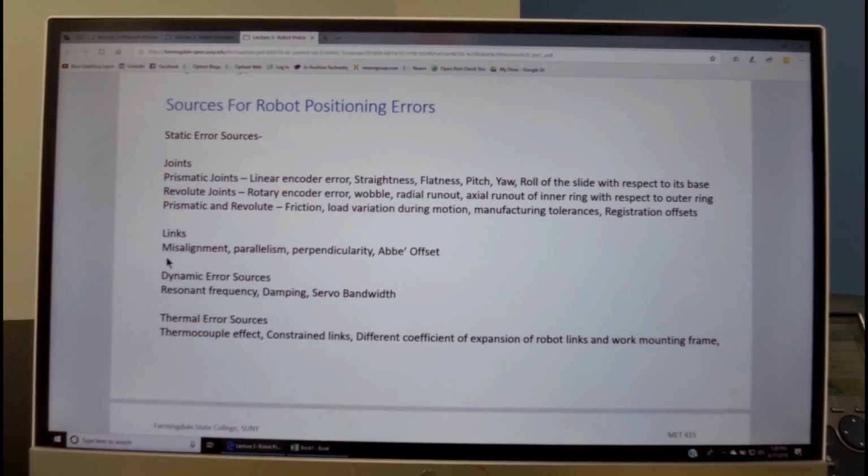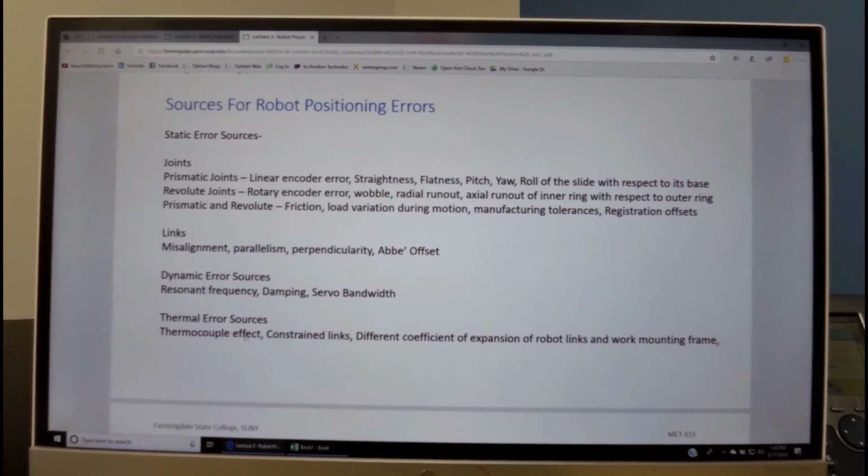The links may have misalignment, they may have parallelism issues or perpendicularity, and we'll take a look at the major source of error, which is the so-called AB offset. This is coming up. The dynamic sources of errors are resonant frequencies, damping, which slows down the system, and also servo bandwidth, which limits the dynamic accuracy of a system.